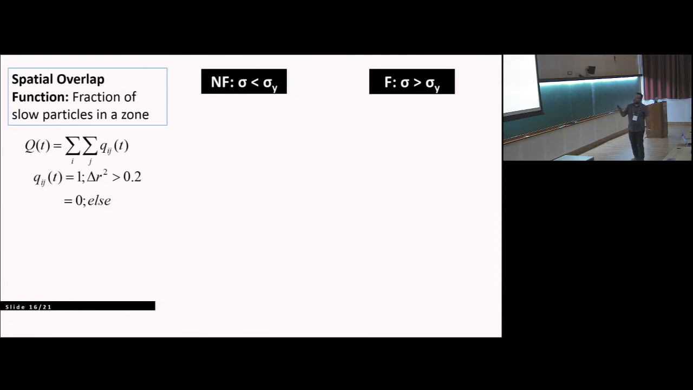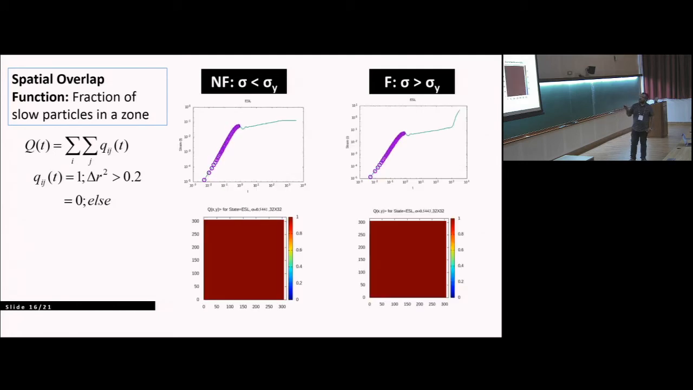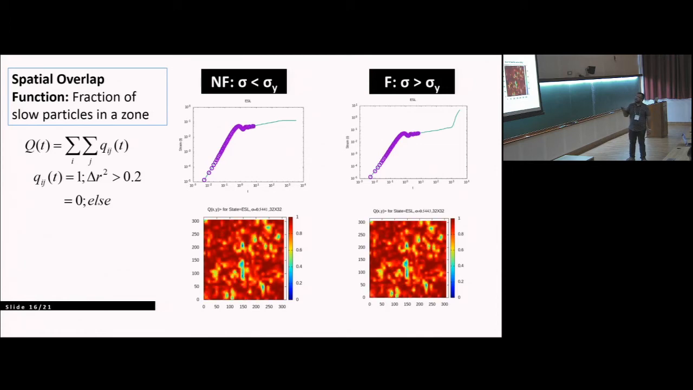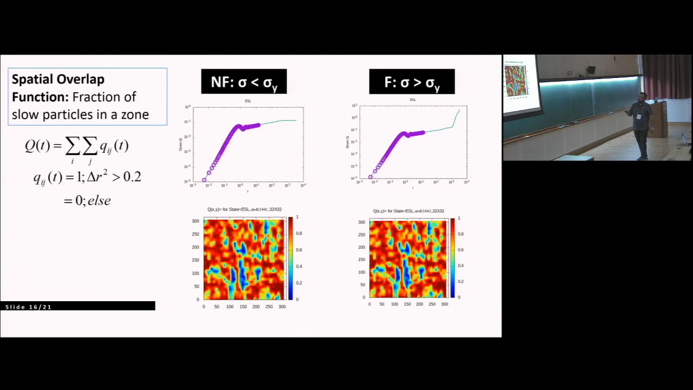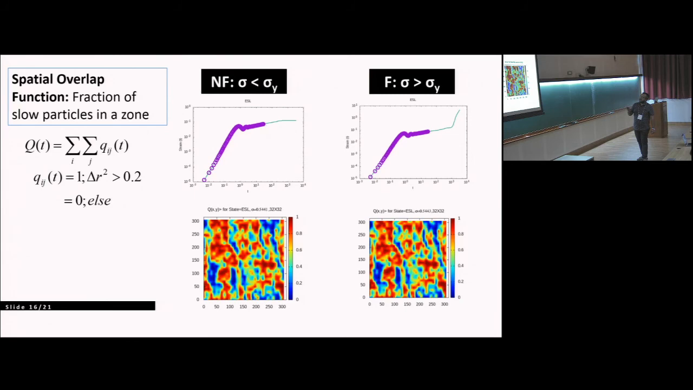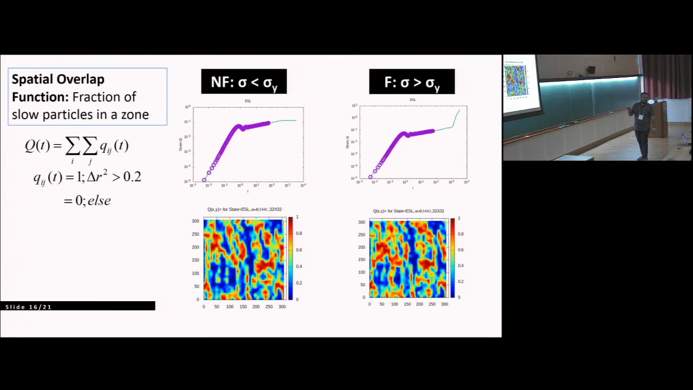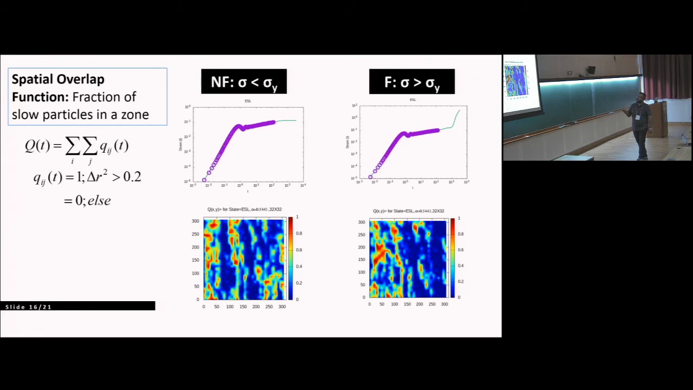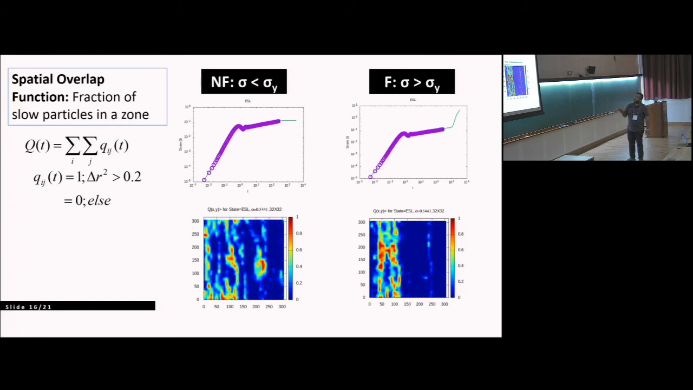To understand a bit more, we compute a spatial overlap function, which is a fraction of slow particles in a particular zone. Now we'll show what separates these two states. In this case, this is a non-flowing case, and this is a flowing case. You can see that the points are mostly the same, but here I'm showing what happens here. That separates these two points. The value one means it's completely stuck, and zero means it's fluidized.